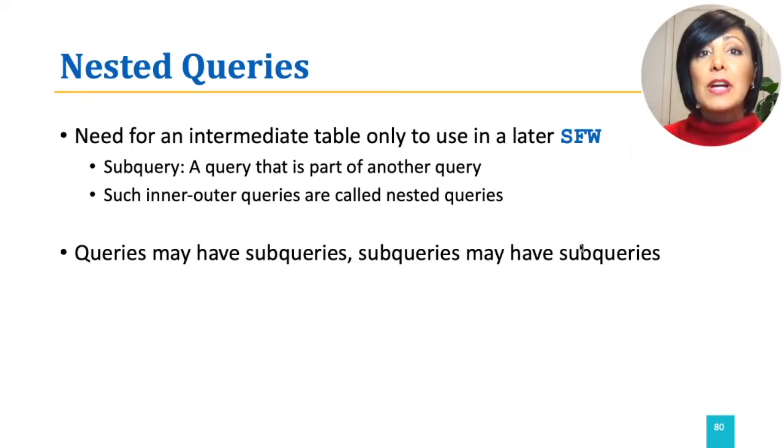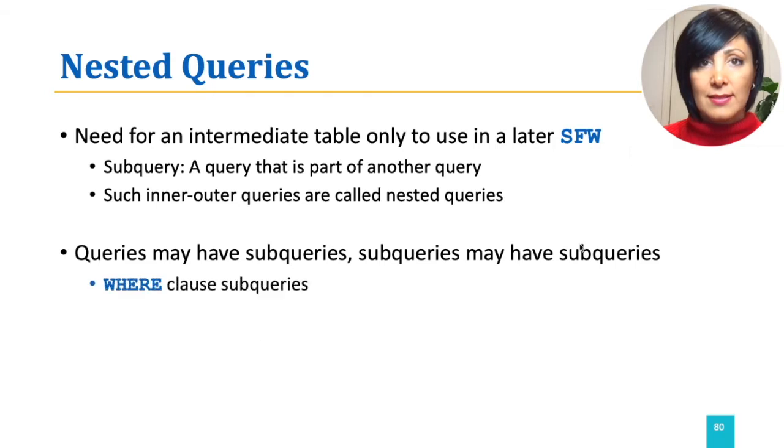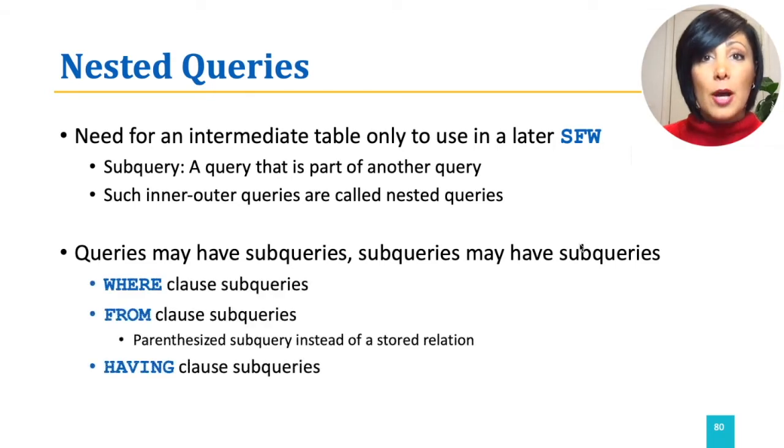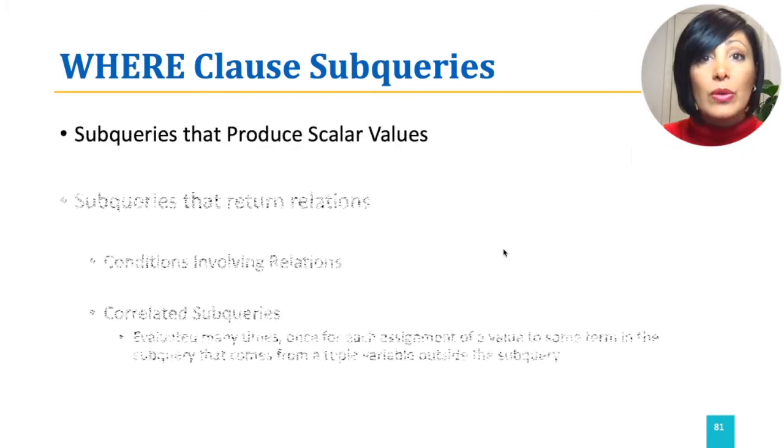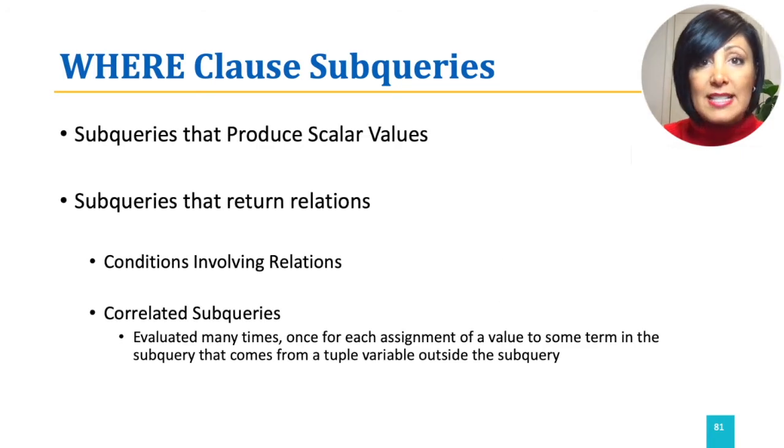Subqueries are very common in where clause, but can also happen in from or having clauses. Where clause subqueries can be categorized to queries that produce scalar results or relations. A scalar value is an atomic value that can be a component of a tuple. That could be used in a comparison to a constant value or in comparison to an attribute in a condition. This condition could be in the where clause.